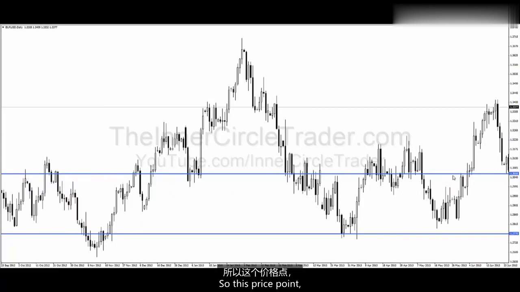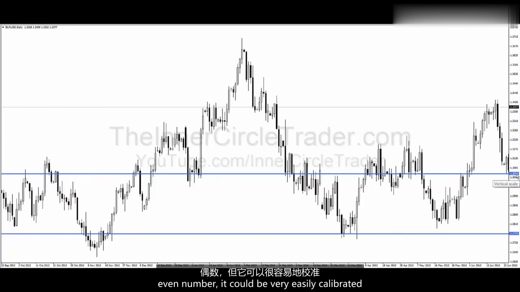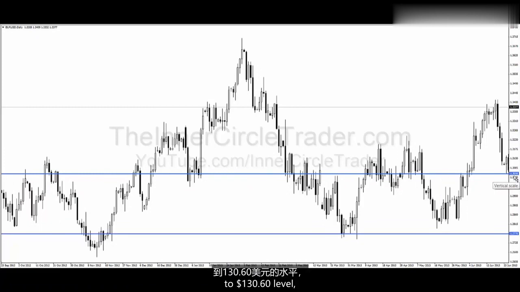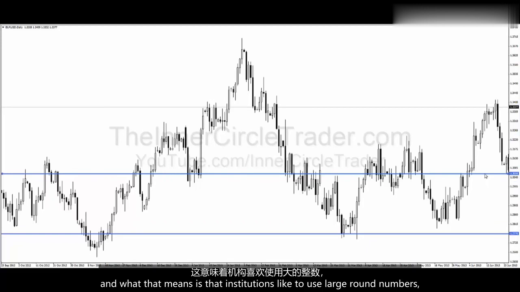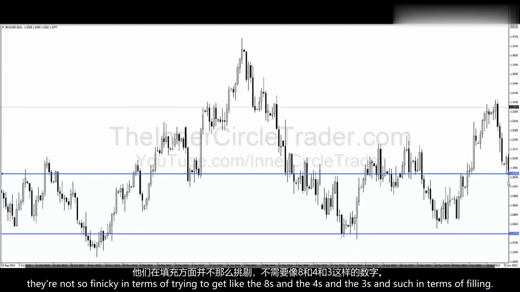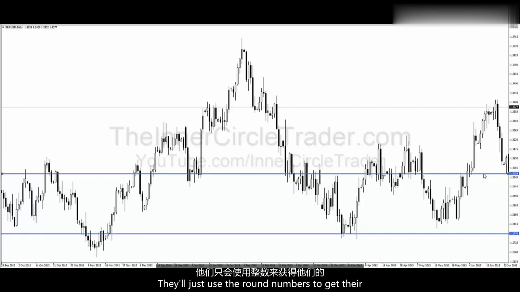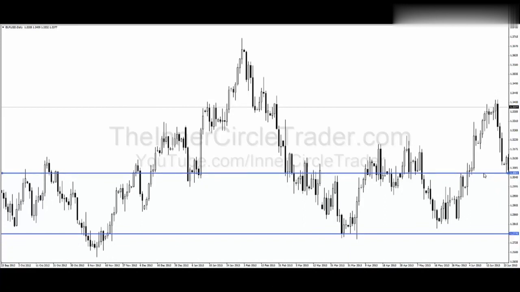So this price point, while it is an off even number, could very easily be calibrated to the 130.60 level, which I think is a much more reasonable level to move this line to. And what that means is the institutions like to use large round numbers. They're not so finicky in terms of trying to get the 8s and the 4s and the 3s and such in terms of filling. They'll just use the round numbers to get their orders off.